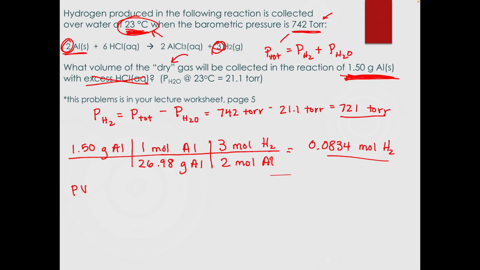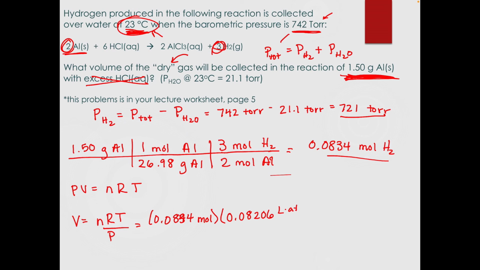So we have PV equals nRT. If we're solving for volume, then volume is equal to nRT over P. So we have our moles of hydrogen, 0.0834 moles. We have our ideal gas law constant, 0.08206 liters atmospheres over moles Kelvin. We have our temperature, right? So we have 23 degrees Celsius. We'll add 273, which gets us 296 Kelvin.